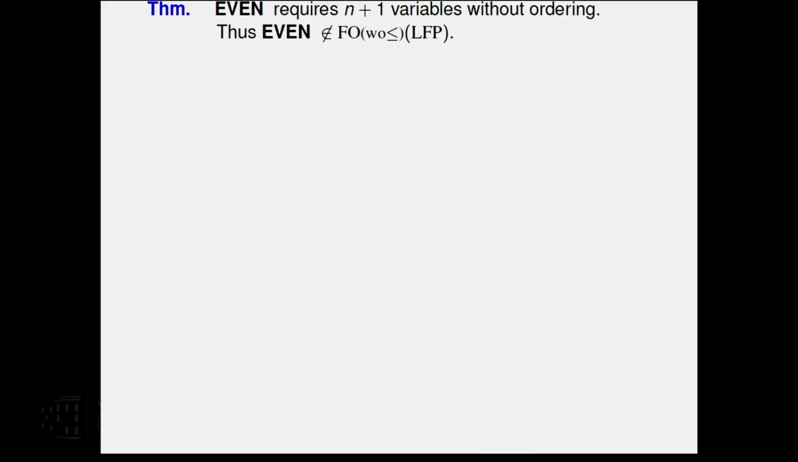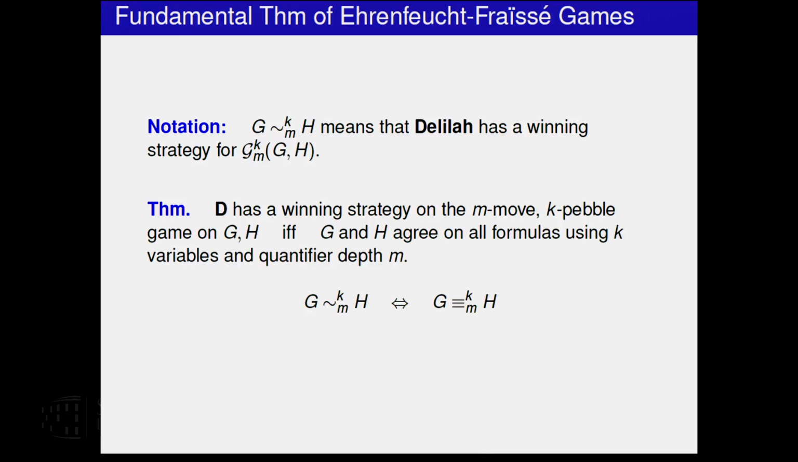And the key thing about the games is that, let me say this notation: G tilde super K sub M H means that Delilah, the duplicator, has a winning strategy for the game that goes for M moves and has K pebbles. So pebbles correspond to variables. And so if Delilah has a winning strategy for the M move K pebble game, I say G tilde K super K M H.